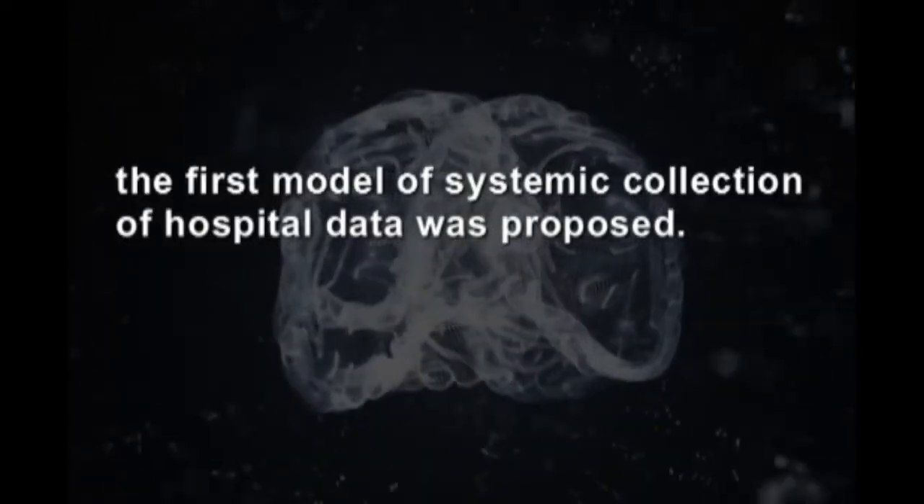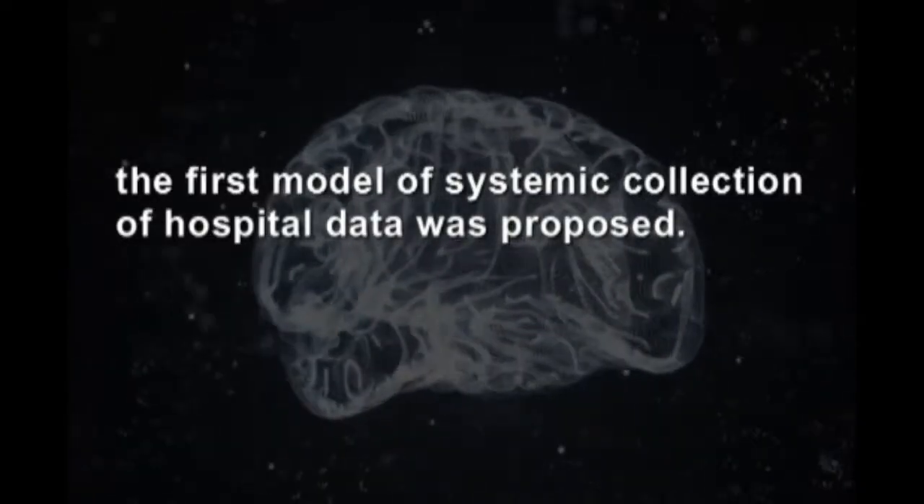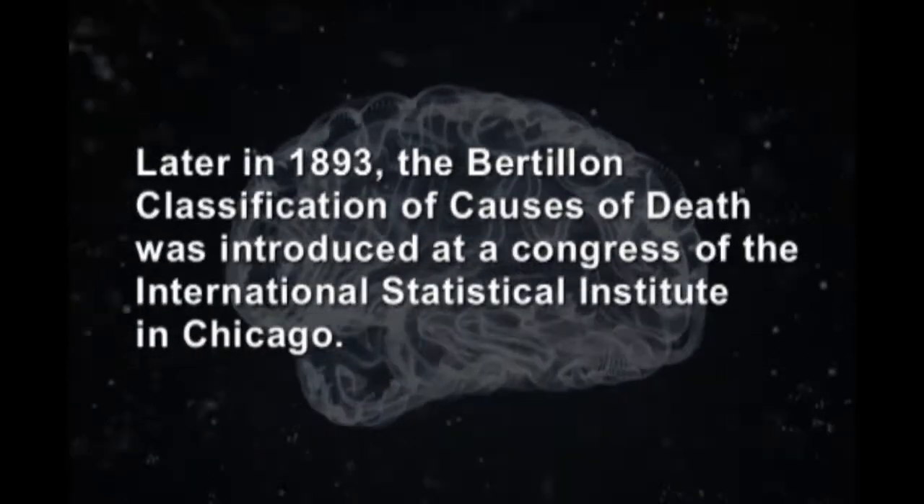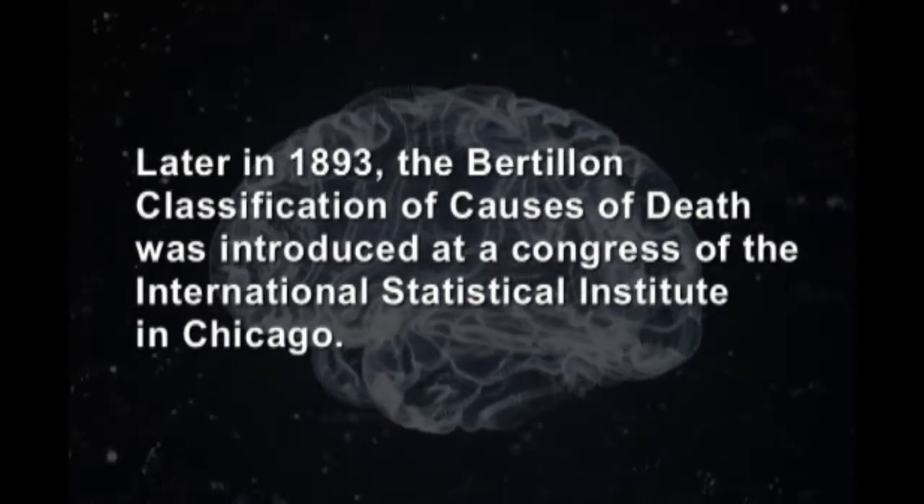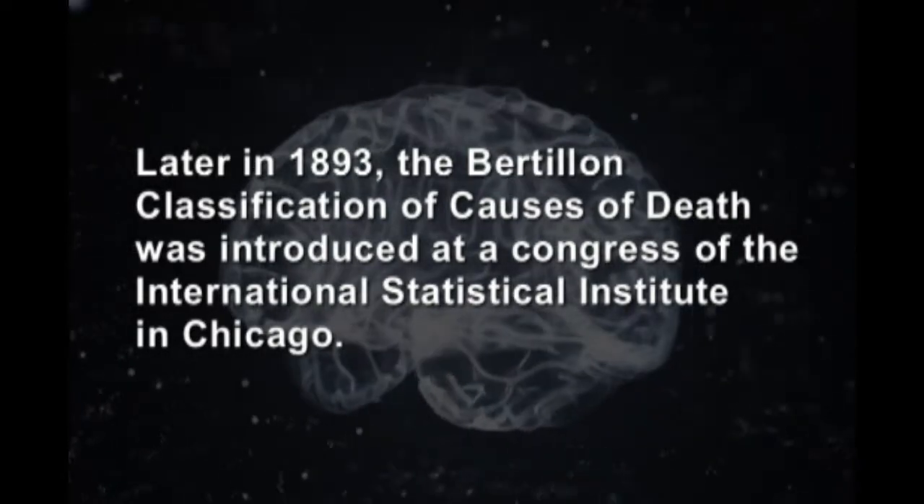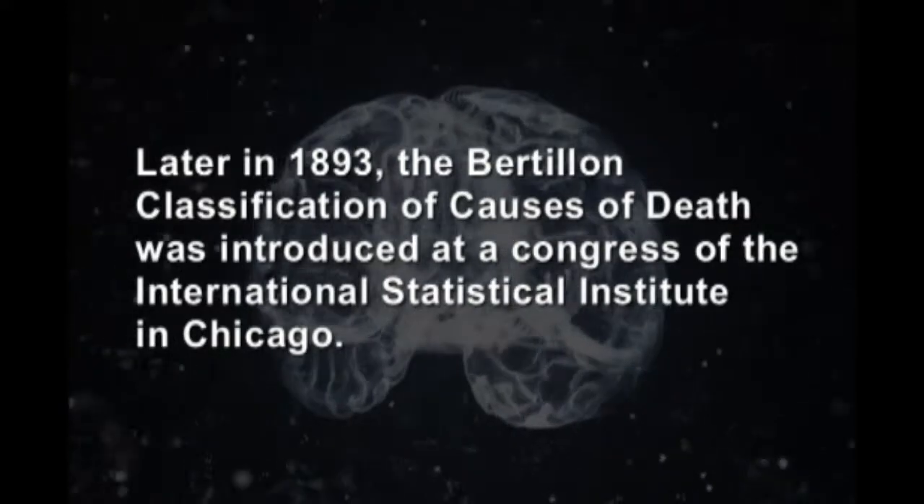Way back in 1860, during the International Statistical Congress, which was held in London, the first model of systemic collection of hospital data was proposed there. Later in 1893, the Bertillon classification of causes of death was introduced at a Congress of International Statistical Institute in Chicago. A number of countries adopted Bertillon's system, which was based on the principle of distinguishing between general diseases and those localized in a particular organ or anatomical site.